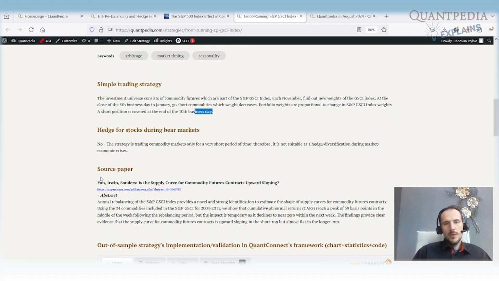And when you are a trader, it's good to understand that there are such transparent vehicles, and you can try to profit from them. You can check the papers, you can check when the index is rebalancing, and you can try to profit from the rebalancing.